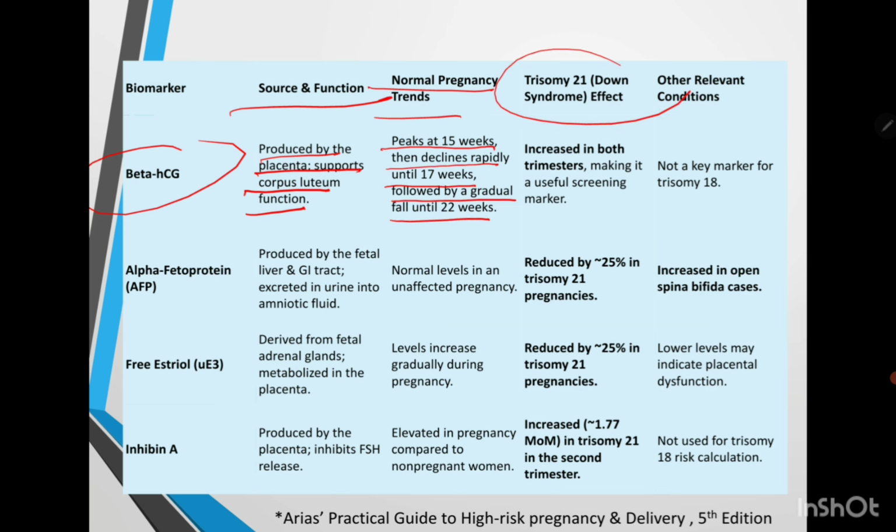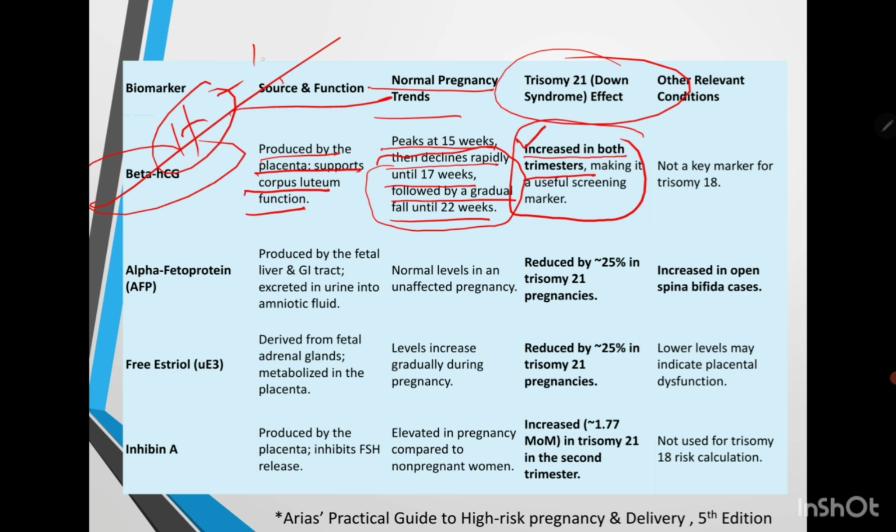But in trisomy 21, what is the effect in pregnancy? In a trisomy 21 patient, it increases in both trimesters. In the first it is increased, in the second also increased. It did not decrease, because the normal phenomenon is to decline rapidly until 17 weeks, then follow a gradual fall. So basically, if it is trisomy 21, the beta-hCG level is increased. hCG is high. Other relevant condition: it is not a key marker of trisomy 18, very important.